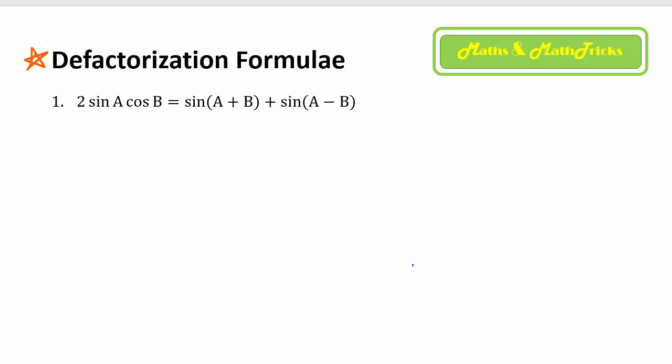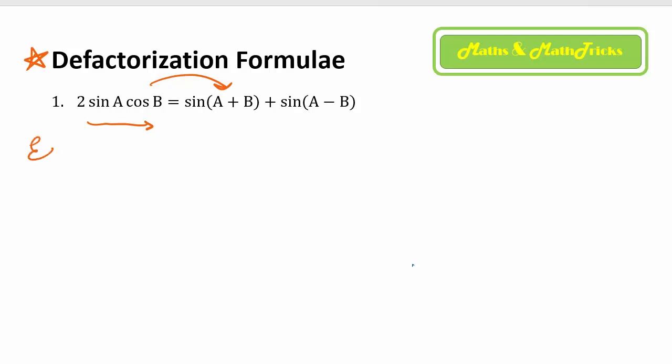What is defactorization? See, factorization means converting the sum or difference into a product, but this is the reverse of factorization. So here you have a product and you are expressing it as a sum or maybe a difference. So basically the first formula, now you understood how it has to be obtained. 2 times sine a cos b, you can express that as sine of a plus b plus sine of a minus b.